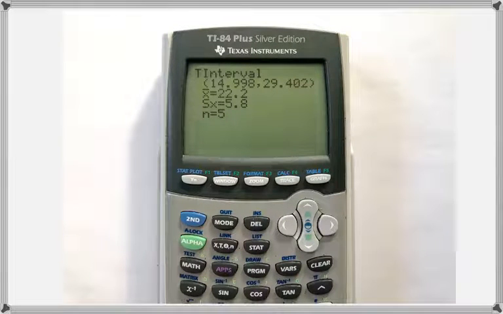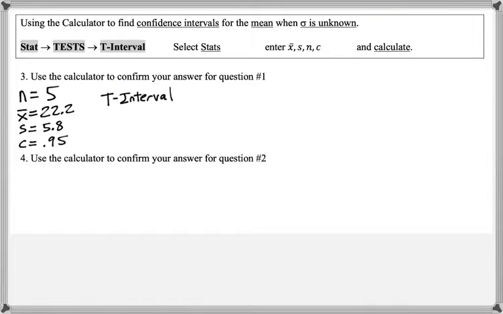So the t-interval is between 15.0 and 29.4. So that's our confidence interval, and that does match what we got on number 1 when we found it by hand.